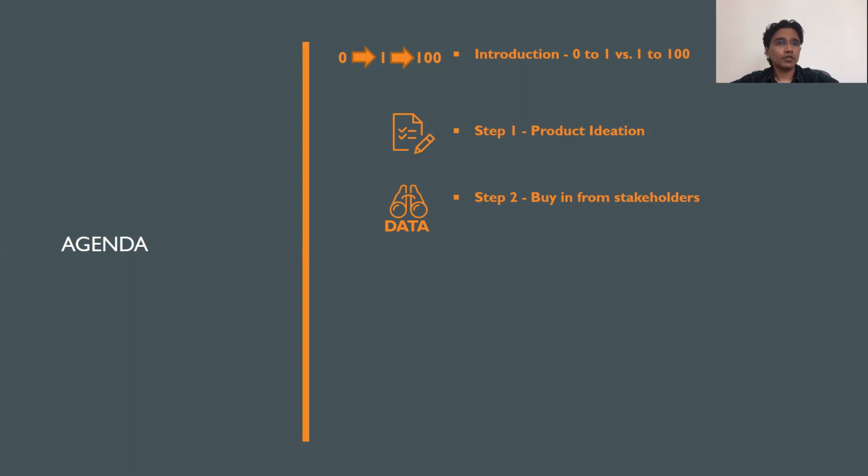Second step is buy-in from stakeholders. So this is an important step. Without buy-in, as you know, your product will be only on the paper. So you want to get buy-in on the stakeholders and get resources. Third step is about prioritization and trade-offs. This is very hotly debated topic.